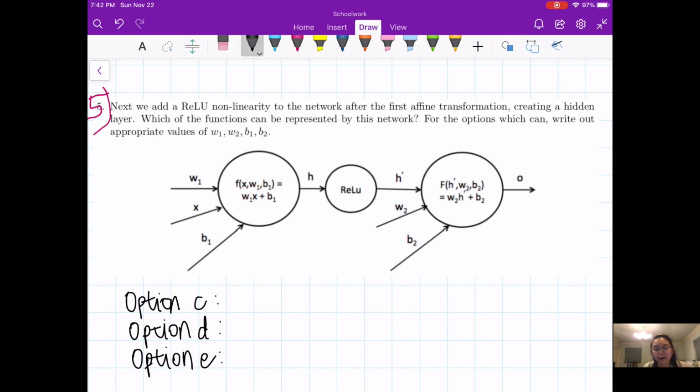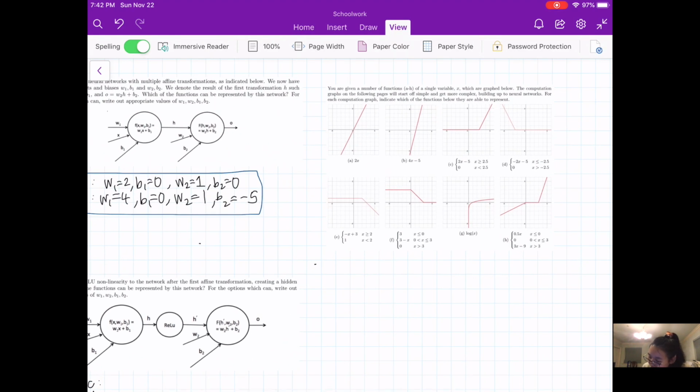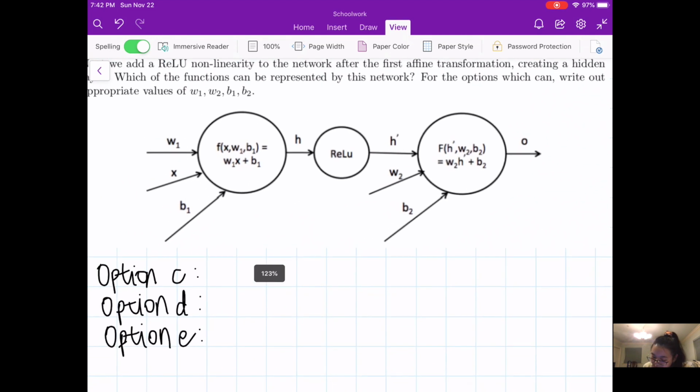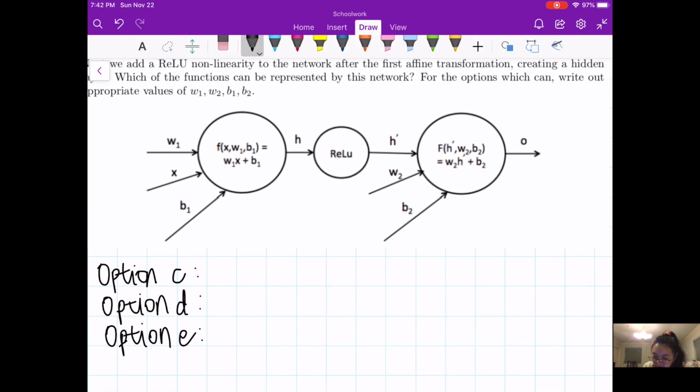And let's try to figure out the parameters we would have for it. So for C, which we just have the function of 2x minus 5 and then 0 otherwise, we would want to have w1 equal to 2, b1 equal to -5. So to get the actual function of 2x minus 5, but then we would do the ReLU but still want to shift it, so we would have w2 equal to 1 and b2 equal to 0.